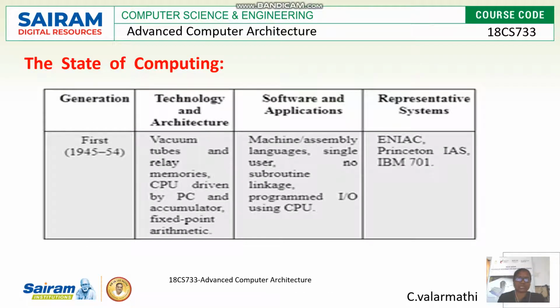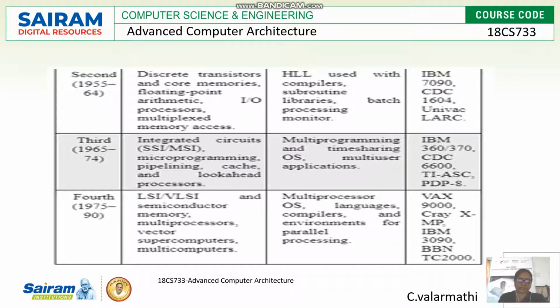The first topic is state of computing. As we know, computers are divided into 5 different generations. The first generation runs from the year 1945 to 1955. The technology and architecture used in the first generation of computers were vacuum tubes and relay memories. Since vacuum tubes and relay memories are very costly and sensitive, they moved on to the second generation of computers, which is made up of discrete transistors and core memories.